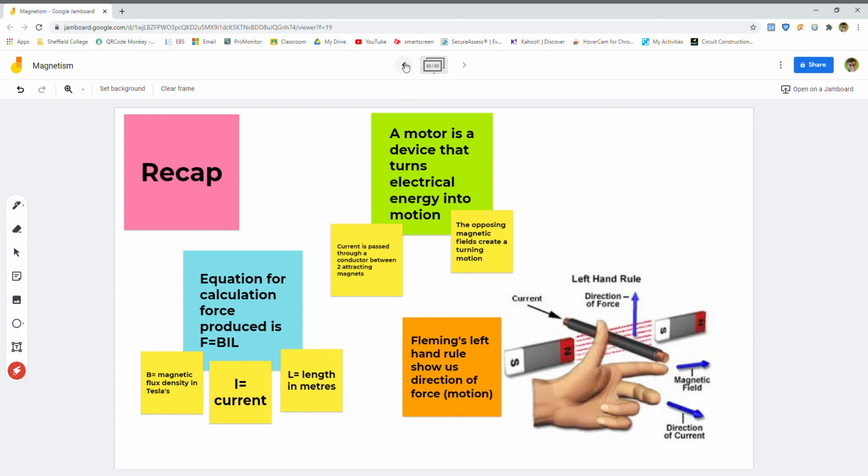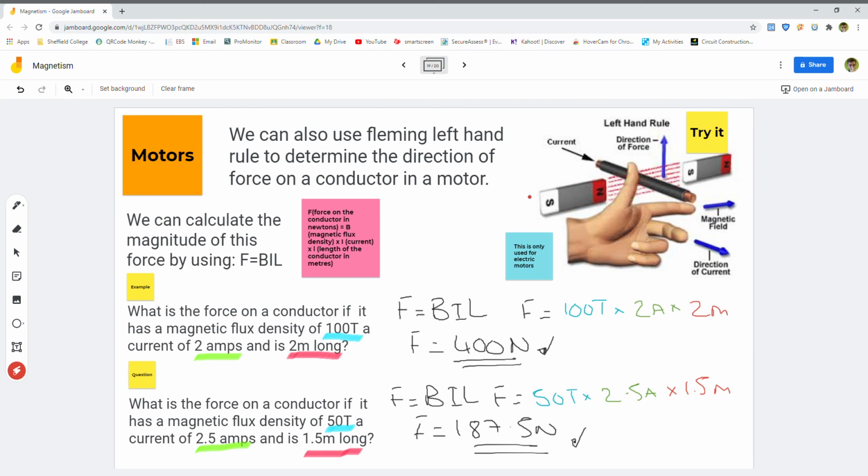And also, I did actually forget this, we can use Fleming's left-hand rule to determine which way the force of the motion is going to occur. It's the same as before, but this time we're using our left hand. The first finger is used to determine the magnetic field lines between north and south. The second finger is to determine the direction of current, and then you just stick out your thumb once you've got those 2 points to determine the direction of force.